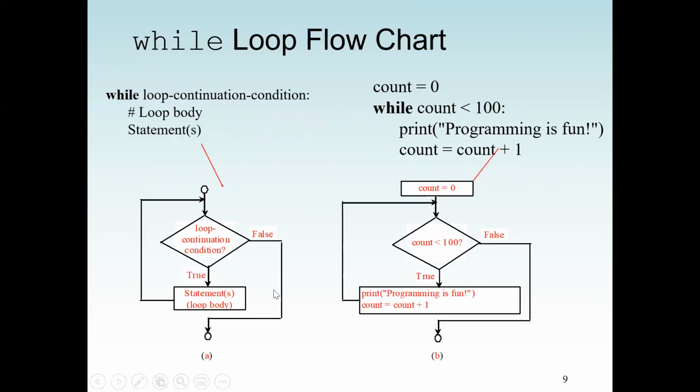And then if the condition is false, we come out of the loop. So this is our program again. We start with the counter from 0. We say while the count 0 is less than 100, print program is fun, increment the count to 1. Then we check is 1 less than 100? Yes. Program is fun. We keep doing it until the condition is false.